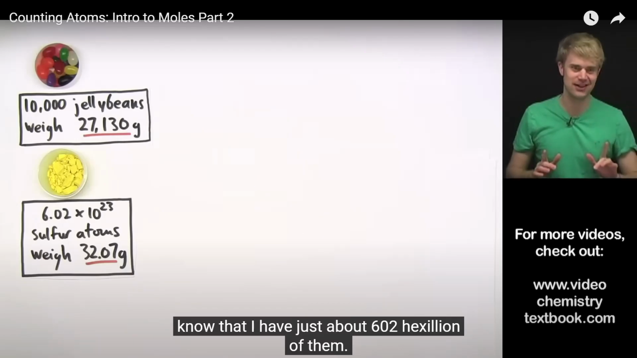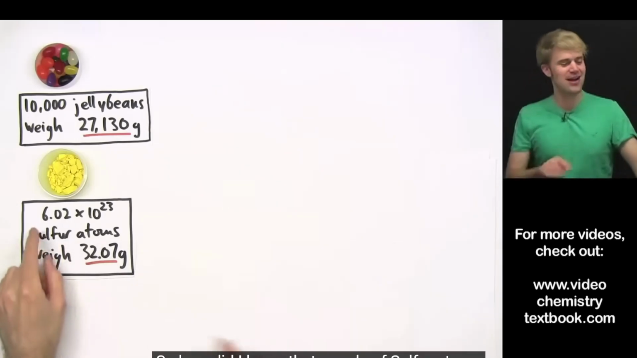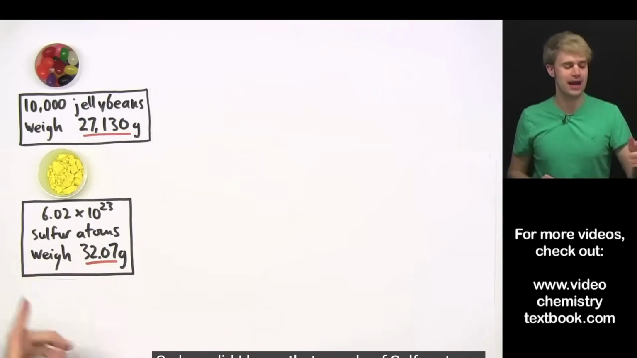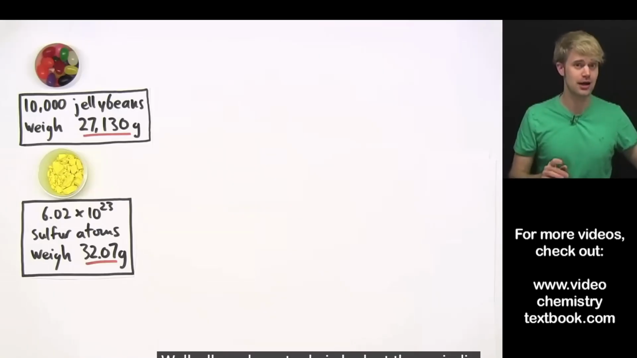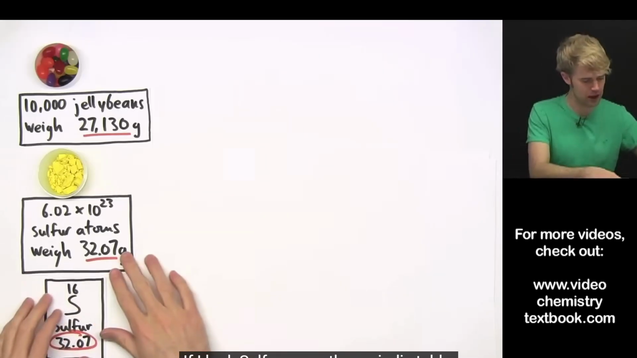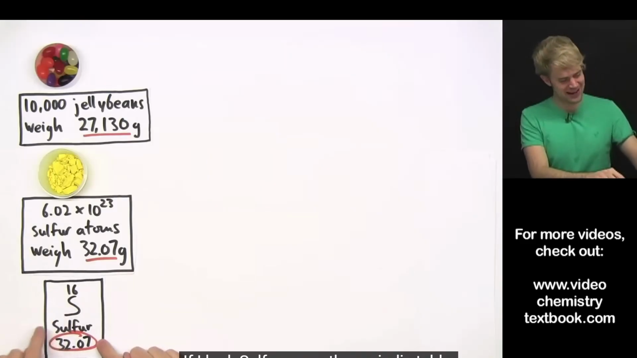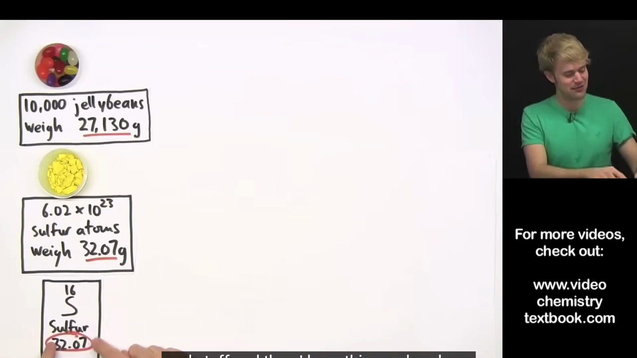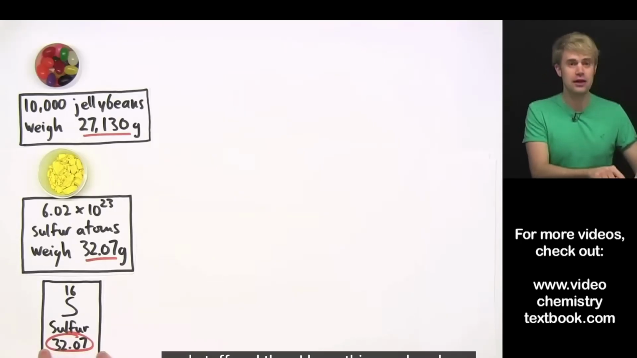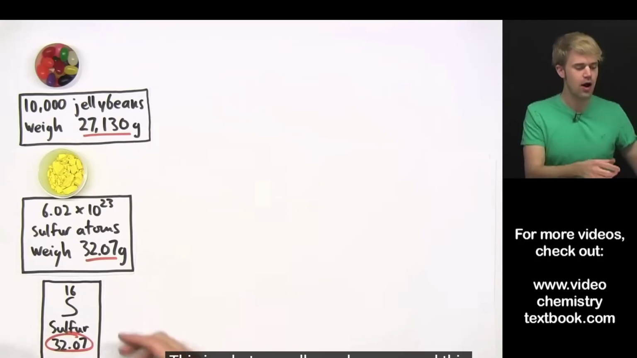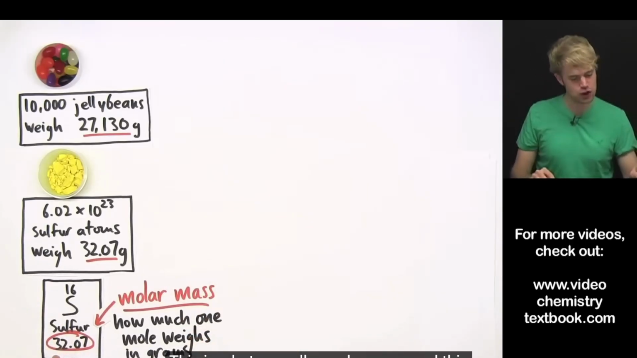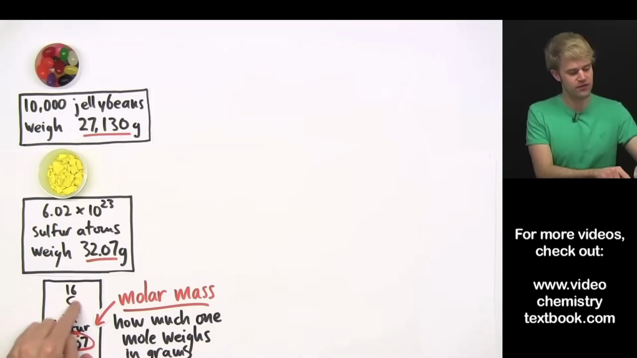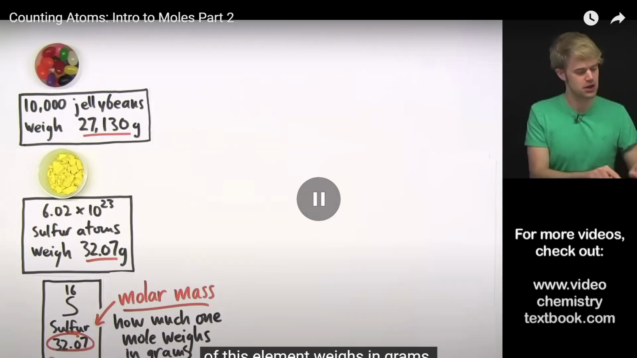and 2 hexillion of them. So how did I know that a mole of sulfur atoms weighed 32.07 grams? Well, all you got to do is look at the periodic table. If I look sulfur up on the periodic table, I've got the element name and the abbreviation and stuff, and then I got this number down here. This is what we call the molar mass. And this number down here tells us how much 1 mole of this element weighs in grams.